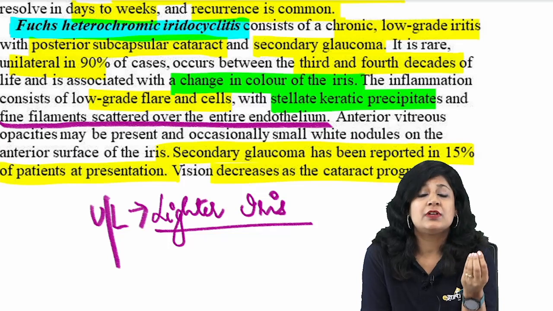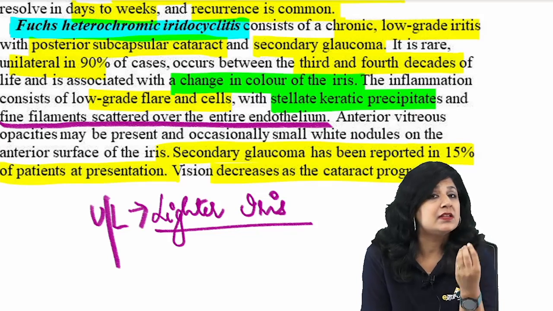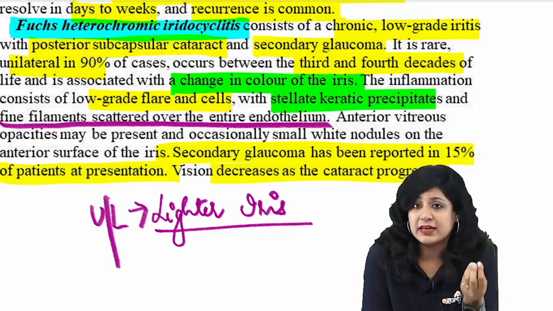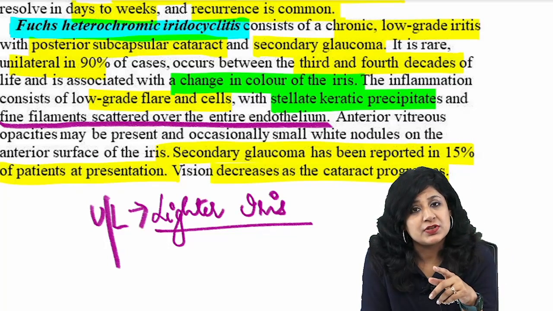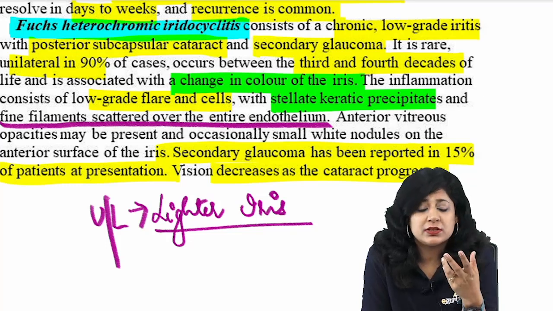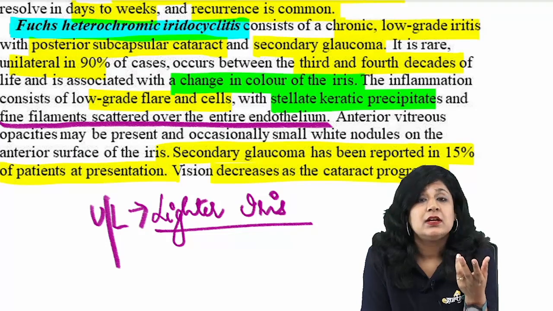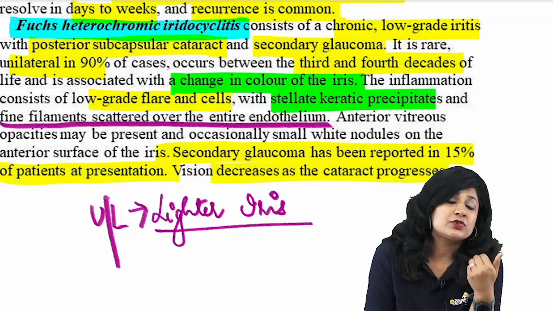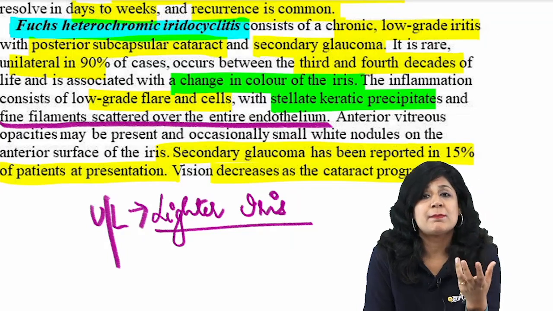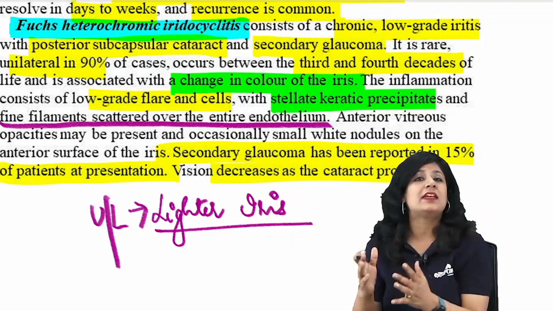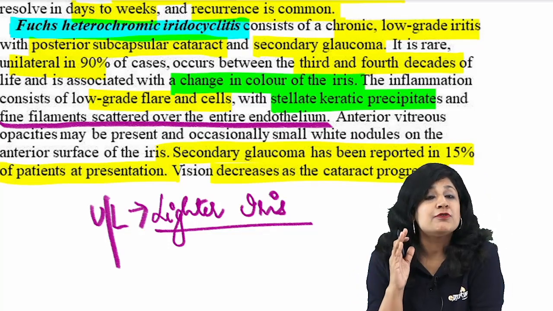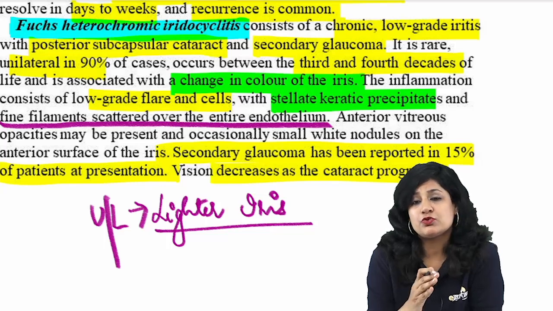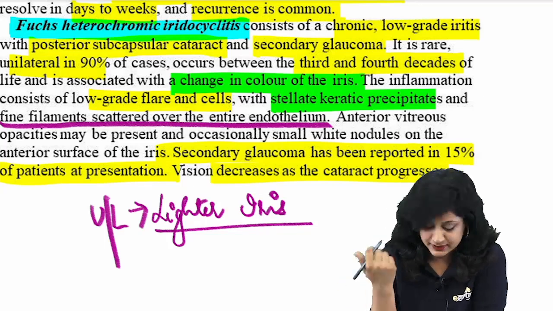We have heterochromia of the iris, stellate KPs, unilateral, 3rd to 4th decade, females. Then we also have absence of posterior synechiae, iris nodules, iris rubeosis, that is neovascularization of the iris, and trophic patches. So you get a lot of iris signs in these cases, and this is the important thing in how you can differentiate between Posner-Schlossman syndrome and Fuchs heterochromic iridocyclitis.